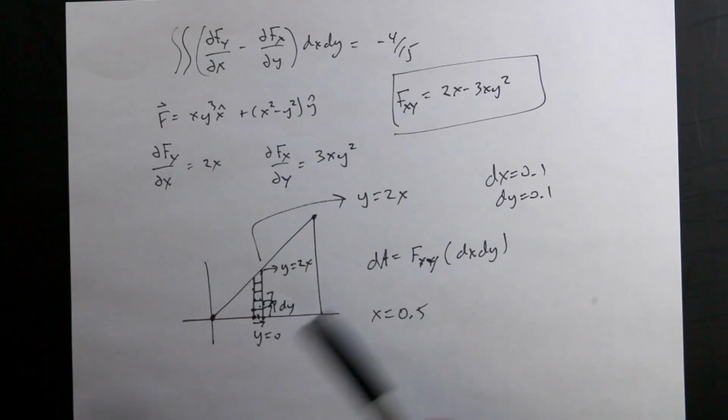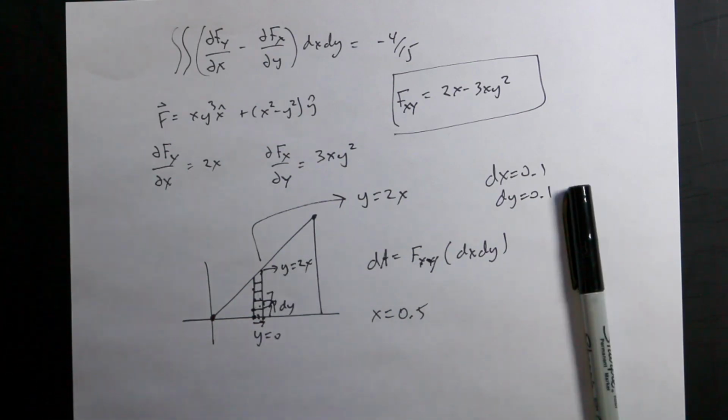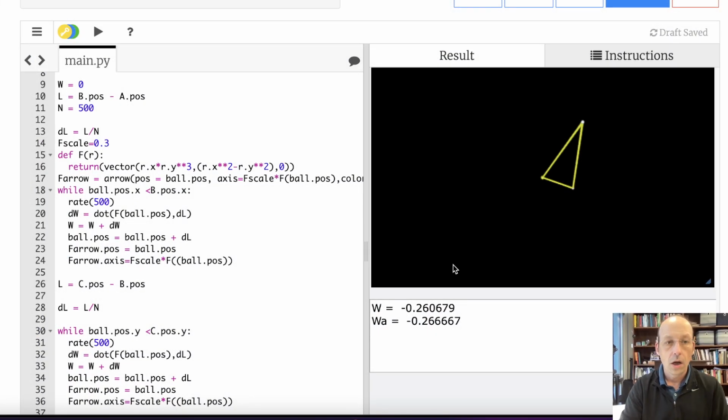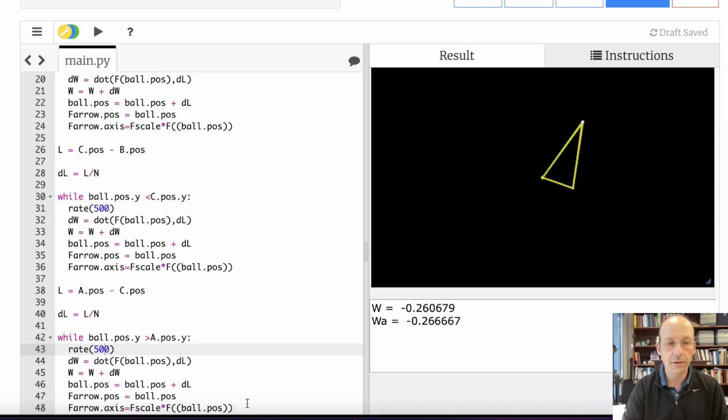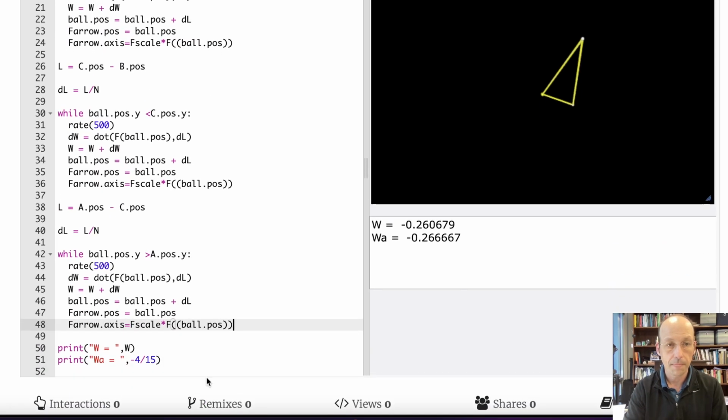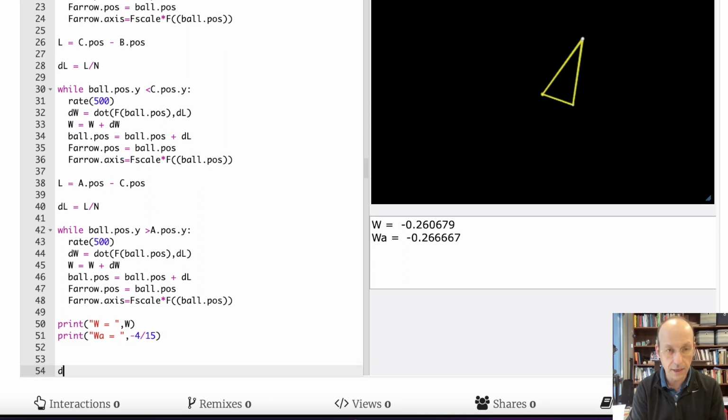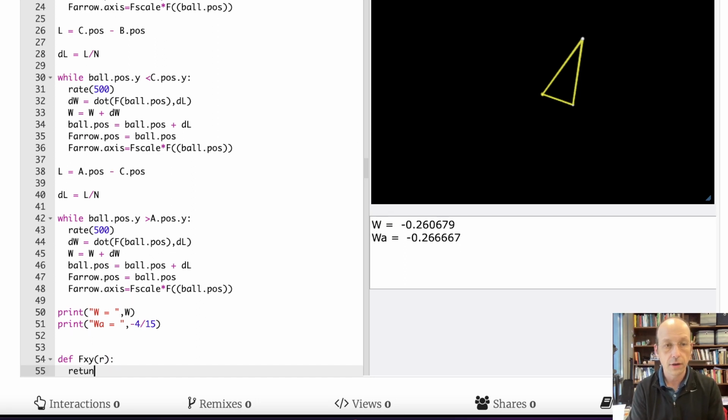Okay, so let's go back to Python. That's what we're really going to do. And I think it's going to be fun. I'm looking forward to it. Okay, Python is here. So we're down here. We're going to leave all this line integral stuff there. The first thing I'm going to do is def fxy. And I can't call it f, I've already called it f. It's going to take a vector r, and then it's going to return the expression. It's going to be 2 times x, which is r dot x, minus 3 times r dot x times r dot y squared. Yep. Okay.